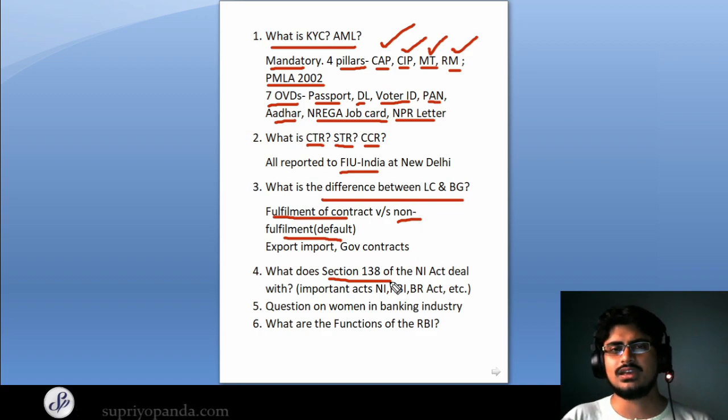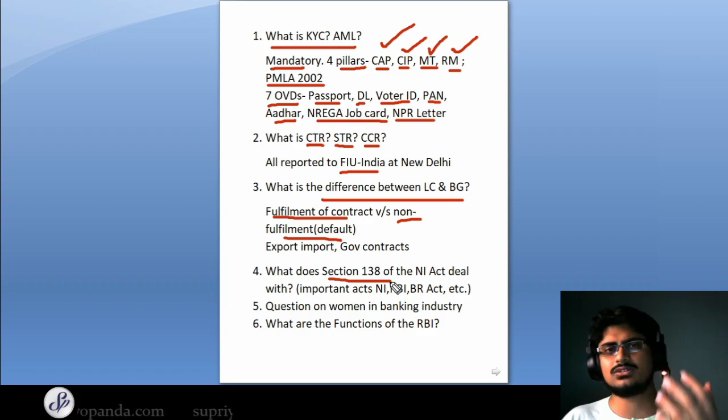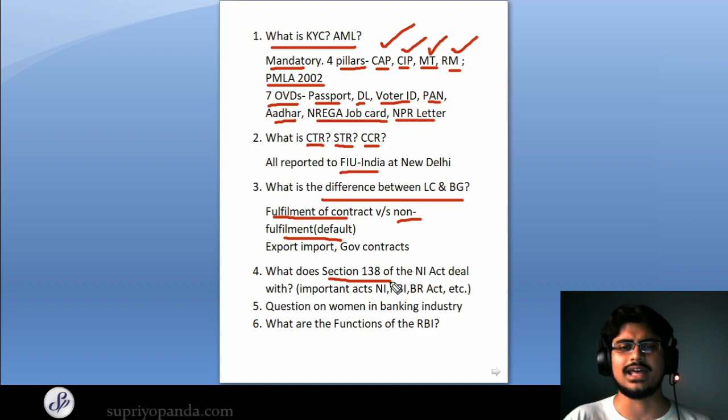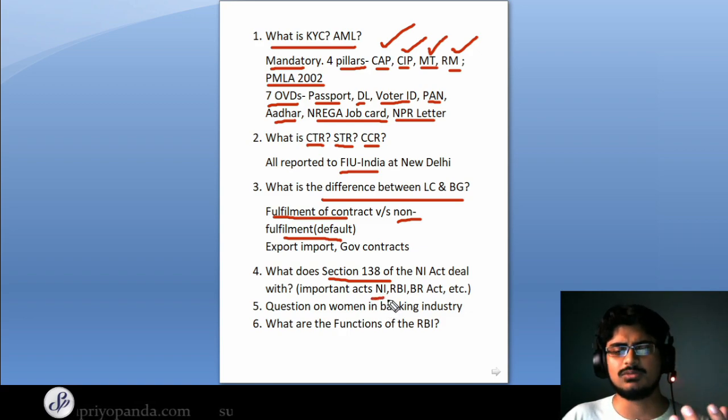So what happens if a check is bounced is that you have to pay penalties for it. And there are many different kinds of things that happen. Now all of these things are noted down in the NI Act. So it's quite important that if you are a banker or you have a finance background, you need to read the acts: the NI Act, the Negotiable Instruments Act, the RBI Act, and the Banking Regulation Act, etc.